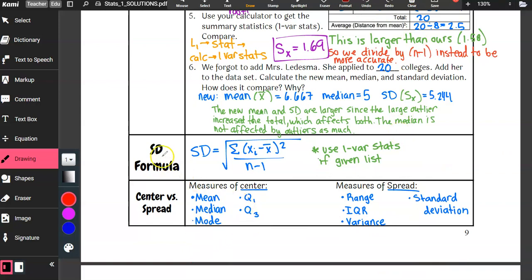Continuing with the notes here. The standard deviation formula we say is SD equals the square root of the summation of each x with a subscript of i. That means each individual value gets subtracted by the mean, and then it gets squared and divided by n minus 1. And your very last step should be square rooting at the end. The very last step should be the square root.